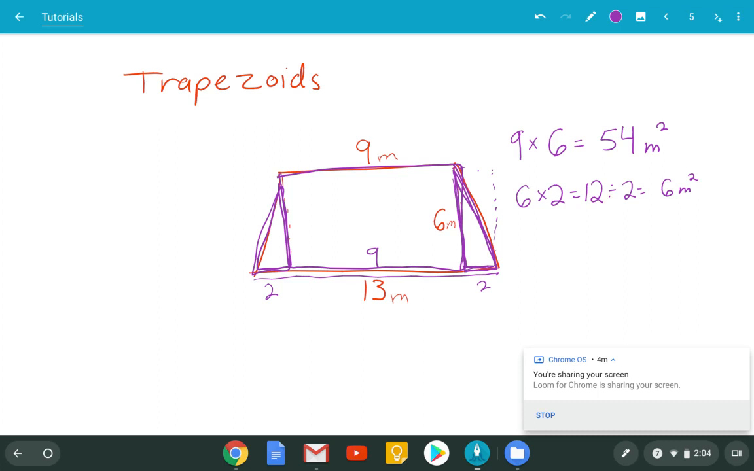So to find the area of the whole trapezoid, we would add 54 plus 6 plus 6. 54 plus 6 is 60, plus another 6. The area of the whole trapezoid would be 66 meters squared.